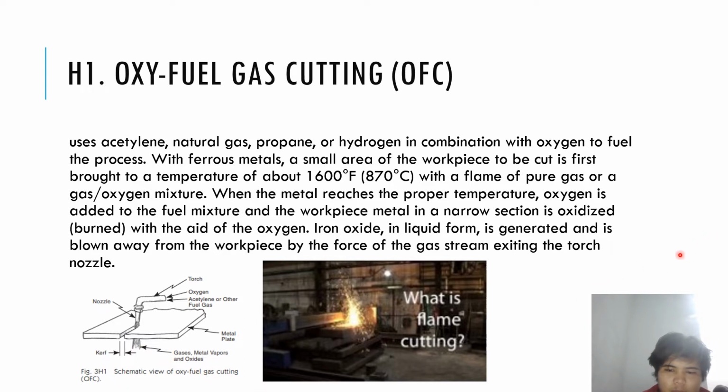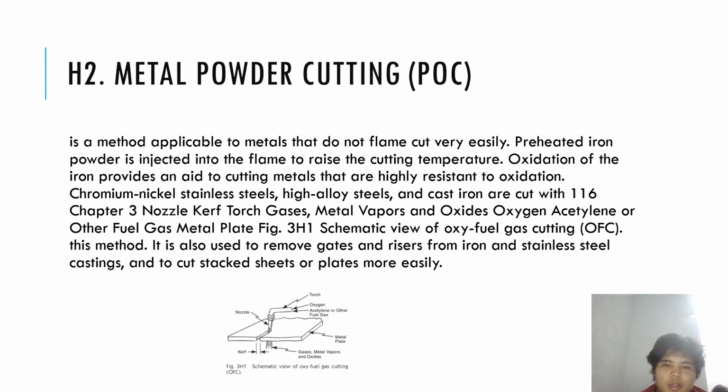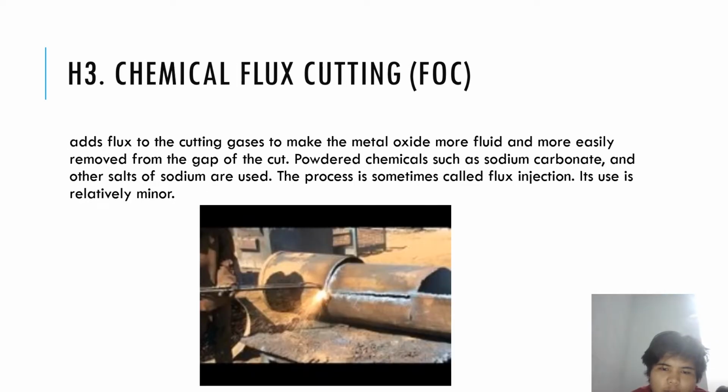We think flame cutting started around 1899 with a chap in America called John. Now is metal powder cutting, or POC. It is a method applicable to metals that do not flame cut very easily. Preheated iron powder is injected. It's actually the same as the high alloys schematic view. I'm going to put the picture. And now chemical flux cutting. It's actually the same as well, but it has the flux injection.